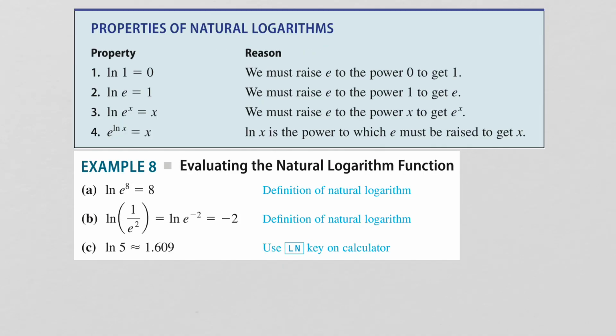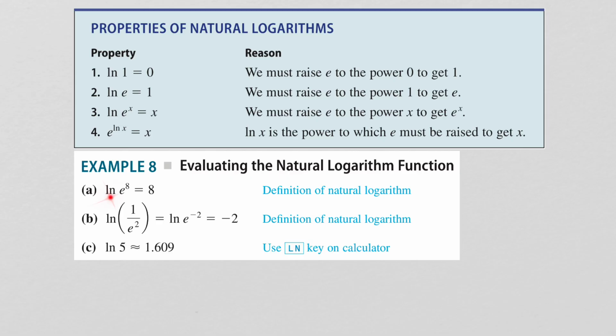And then we have some properties of natural logarithms. These are very similar to the properties that I stated earlier. The natural log of 1 is 0. The natural log of e is always equal to 1. The natural log of e to the x is x. And e to the natural log of x is also x. And here we have some examples of those properties in use.